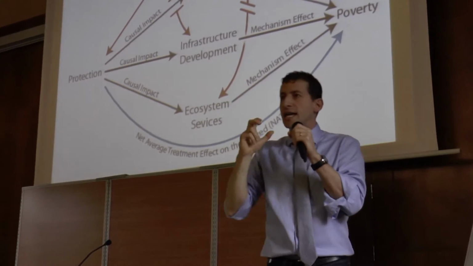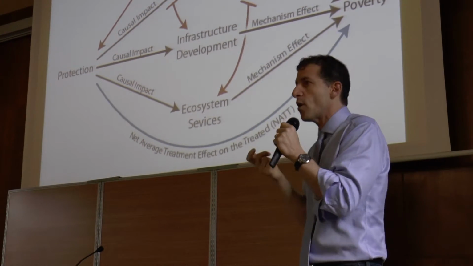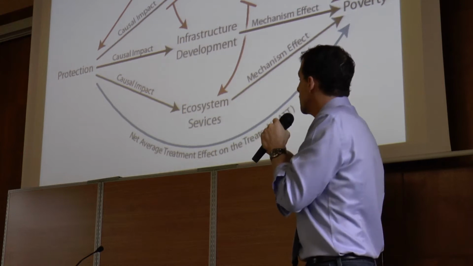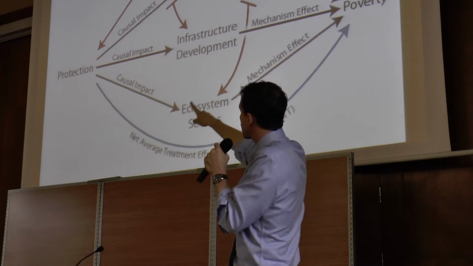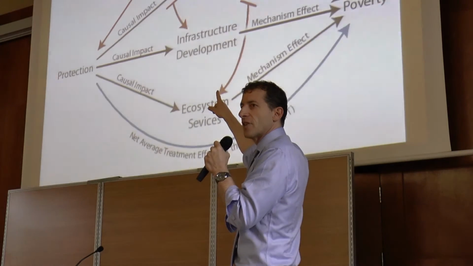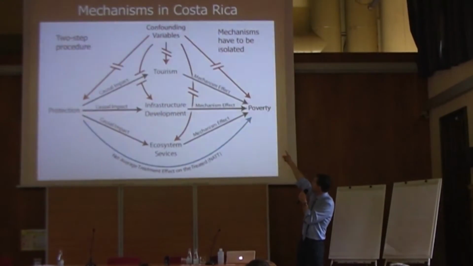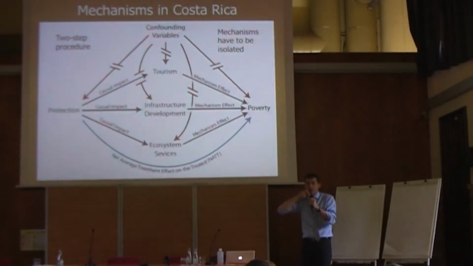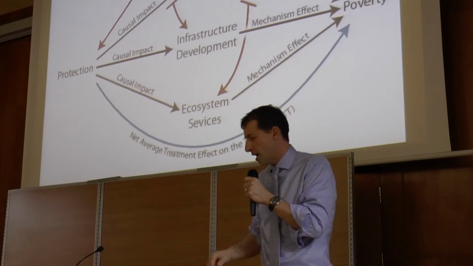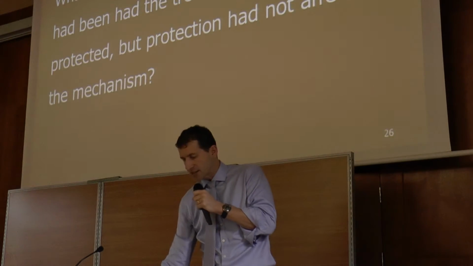But here we want to get the whole thing, right? And so it's going to require some kind of two-step procedure to first clarify the effect of protection on the mechanism, and second clarify the effect of the mechanism on poverty, right? How to do that? The other thing is that in order to do this, the mechanisms have to be isolated. I still have to worry about confounding, a line that goes from variables that also affect poverty or protection that also go to the mechanism. So it's making it more difficult to isolate these impacts.